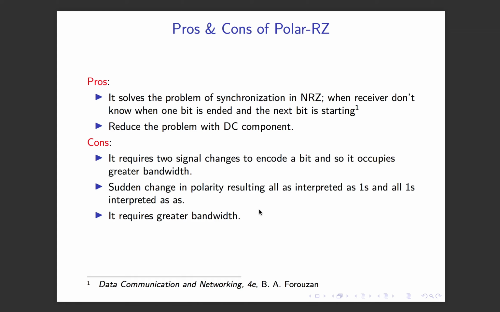And there is a sudden change in polarity that might be interpreted as ones. Due to the sudden change in polarity, it's really problematic to find out the erroneous ones and the real ones in the system. I mean, maybe due to a change in polarity the 0 becomes a 1 and the 1 remains a 1. So it's really problematic to find the exact bit patterns. And as we have said, it requires a greater bandwidth.